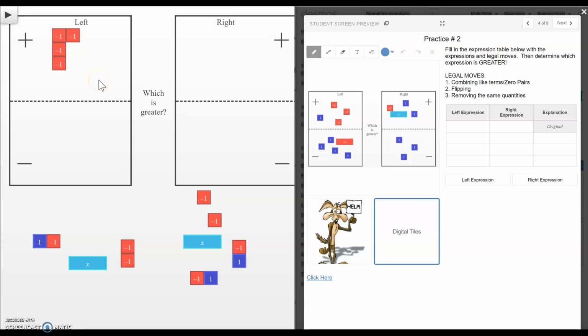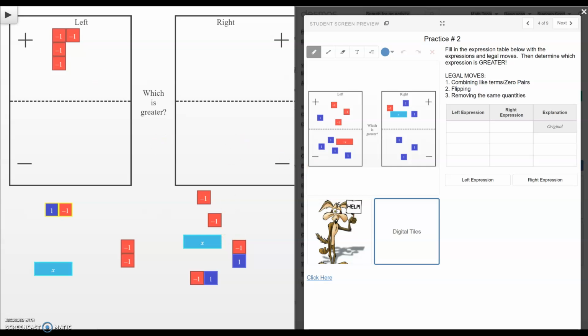So that would be it. So if we're looking at legal moves, we showed combining like terms. Remember, I can only combine the things that are the same, like this x can only combine with another x like that. We also showed zero pairs, which is putting things together that makes 0. You need a positive and a negative there. And then we also showed removing.